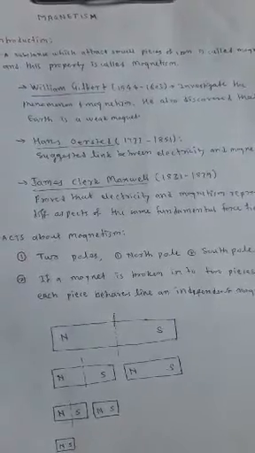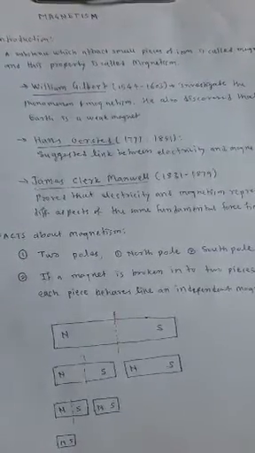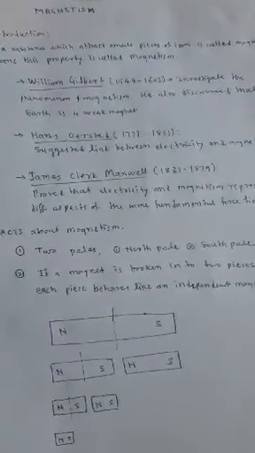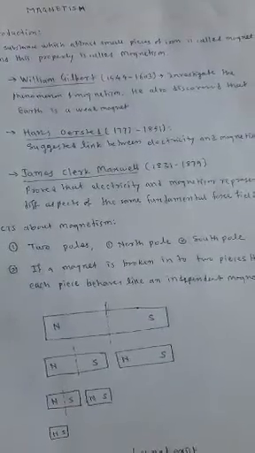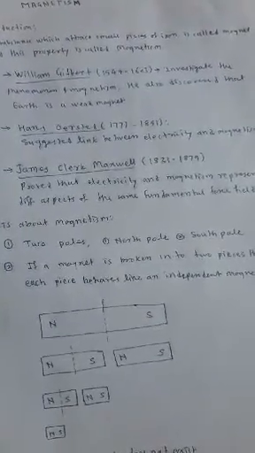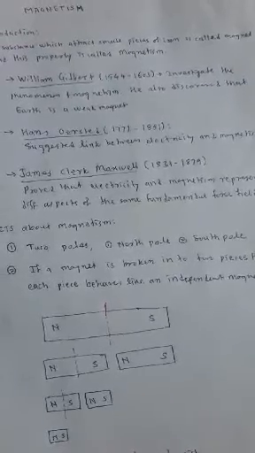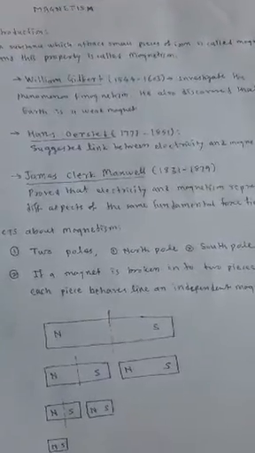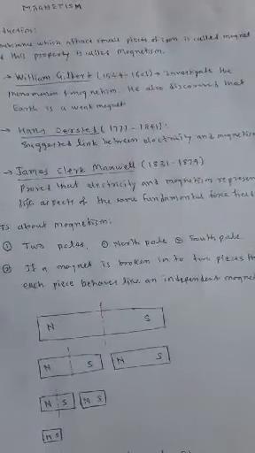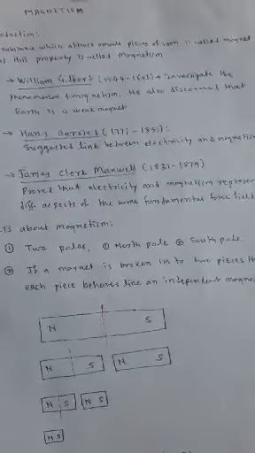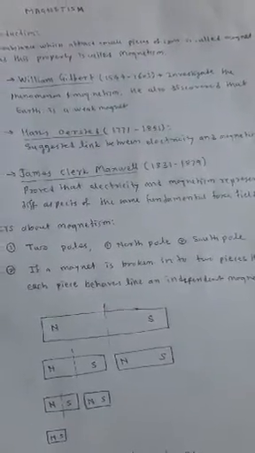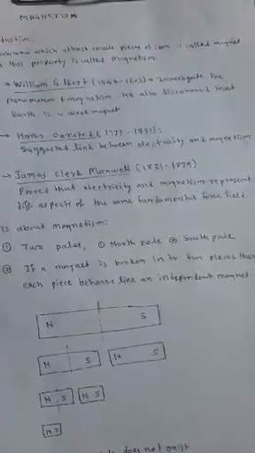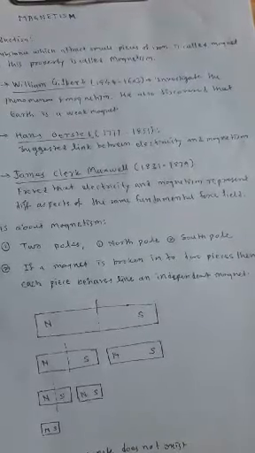After that, another scientist, Hans Oersted, gave the relation between electricity and magnetism. When electric current is passed through a conductor, a magnetic field is developed around the conductor. This is the Oersted experiment. Basically, he suggested the link between electricity and magnetism.